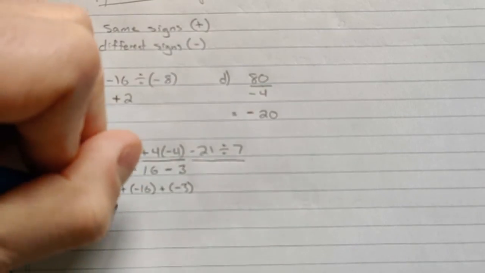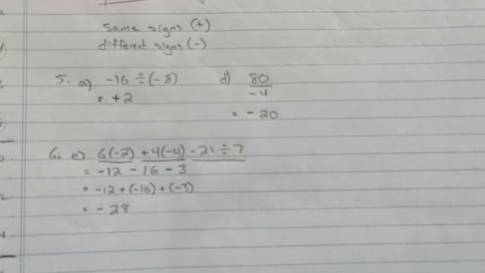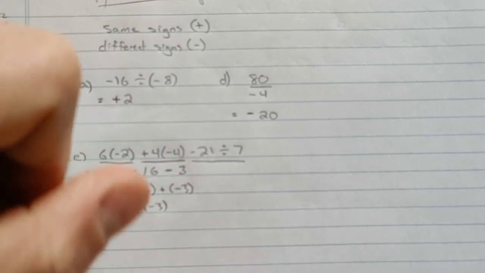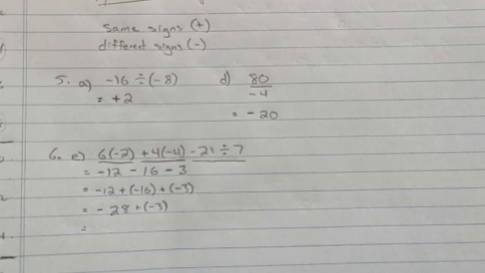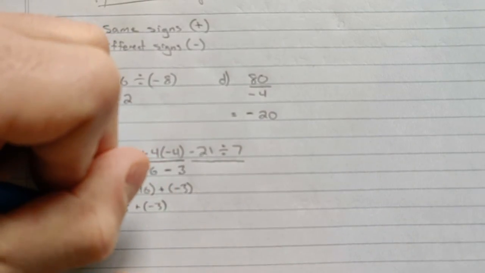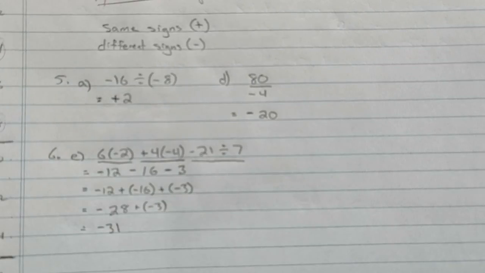So negative 12 plus negative 16, that's going to give me negative 28. It's going down the scale. And then plus negative 3. And again, we're adding a negative, so we're going to continue down that scale. Left on our horizontal line. Negative 28 plus negative 3 is going to give us negative 31. There's one example, that mix of BEDMAS in there.